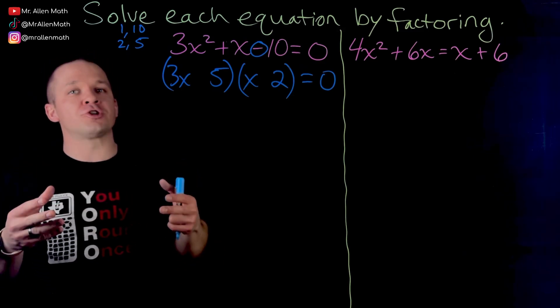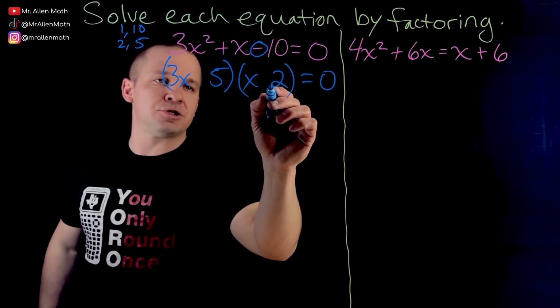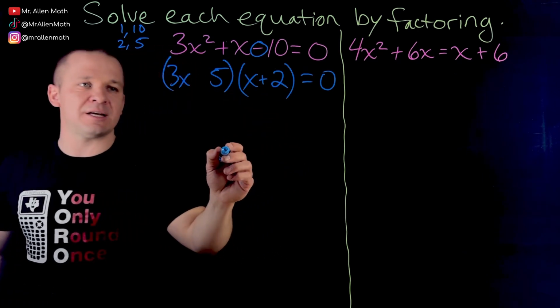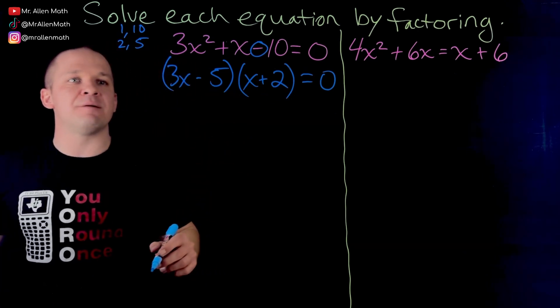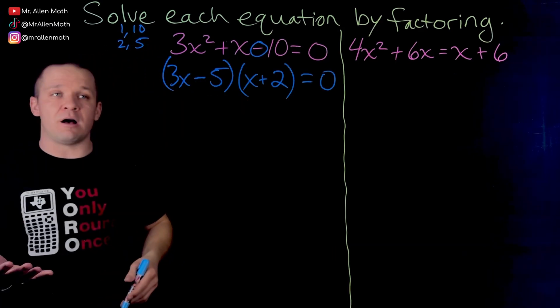So which one needs to be negative? Well, I want the larger one to be positive so that it's positive x. So 3x times 2, that's the one that gives me the 6. The 5 needs to be negative. I am now factored. I'm going to make that a bigger minus sign. There we go. And now I can solve, okay?